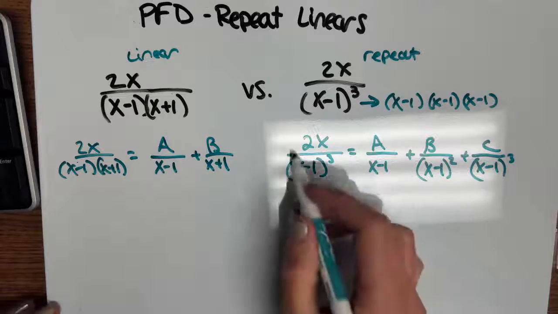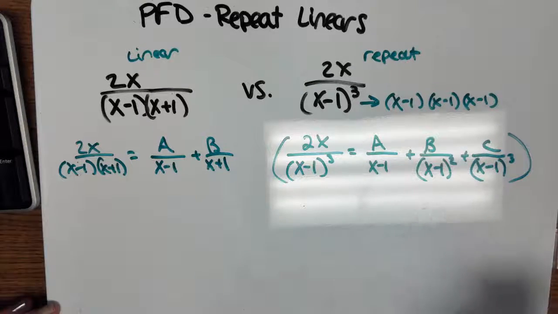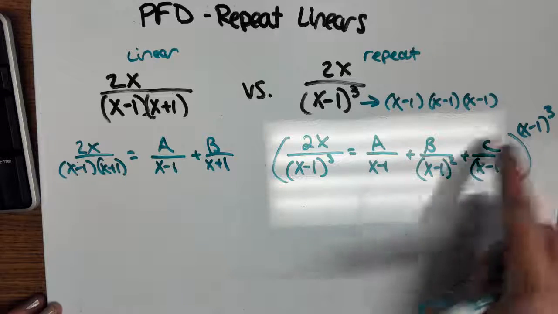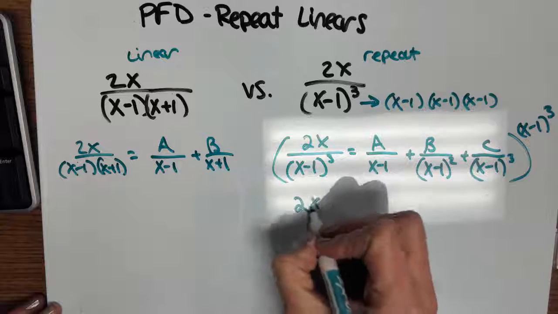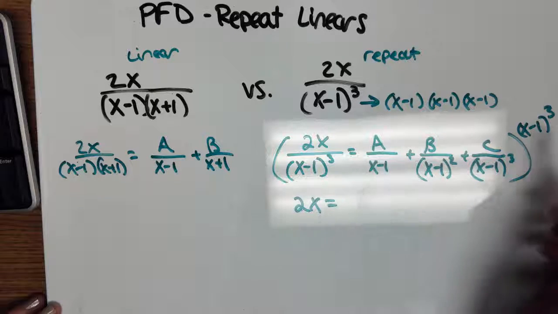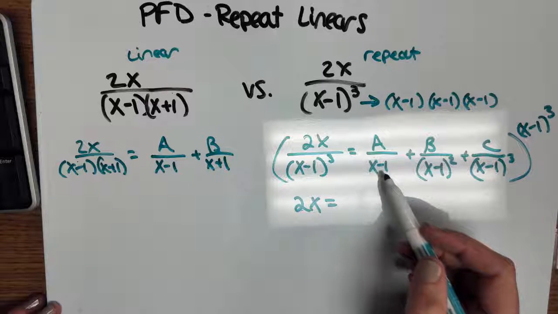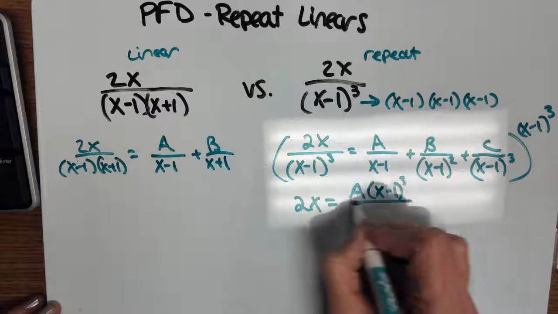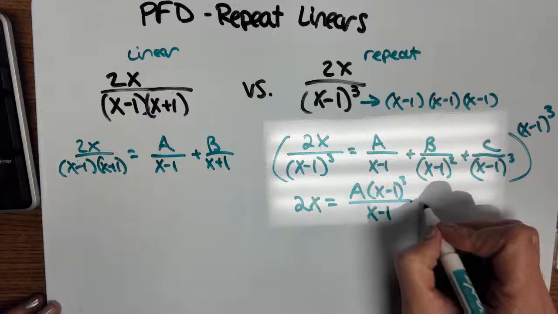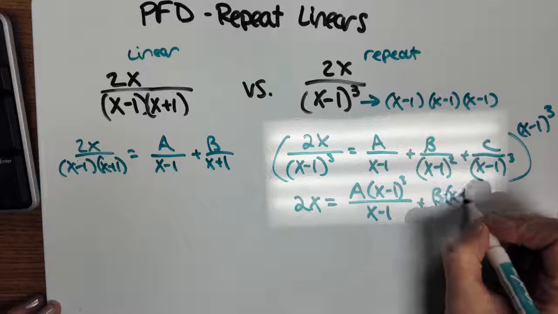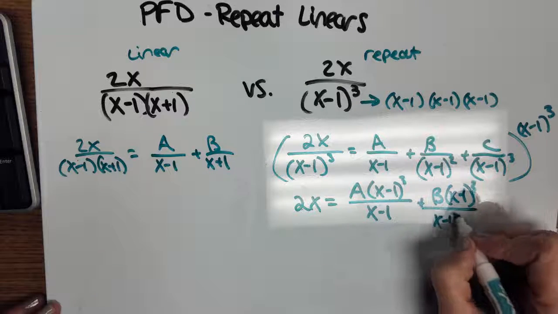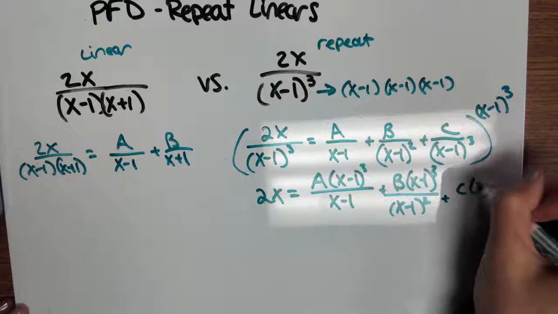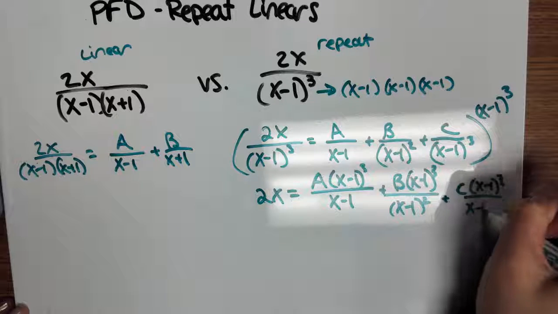So we want to clear denominators. We're going to multiply this entire equation by x minus 1 cubed, and remember that's going to carry through to every fraction. So on my left side we just have 2x. We've got a times x minus 1 cubed, but there's already an x minus 1 in my denominator, so you don't have to write this out, but sometimes it helps if you write down exactly what you're doing. Then the b is going to be multiplied by x minus 1 cubed over x minus 1 squared, and then let me slide this over. C is going to be multiplied by the same thing, x minus 1 cubed over x minus 1 cubed.